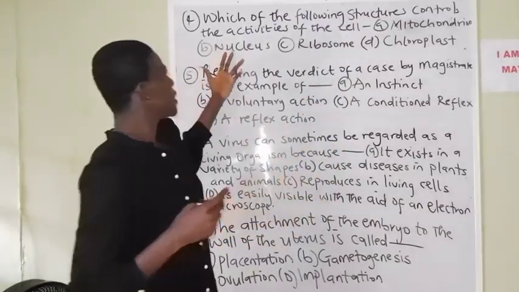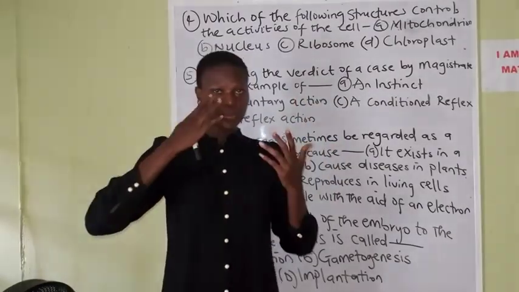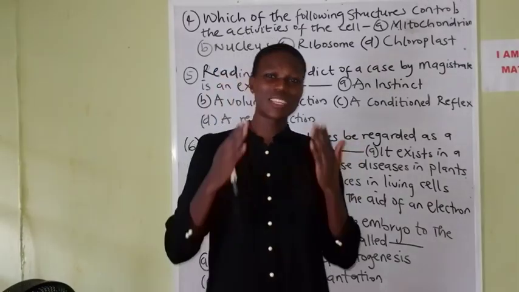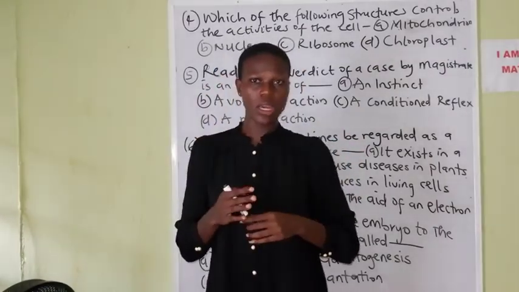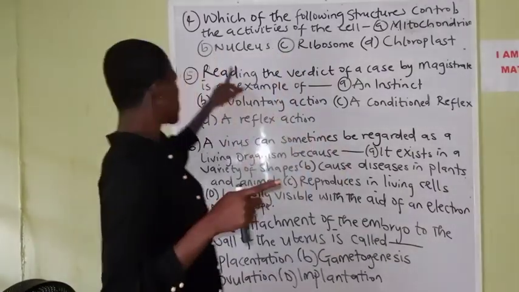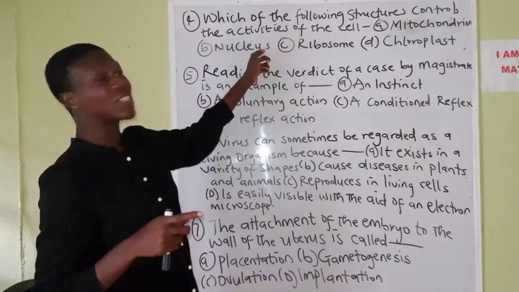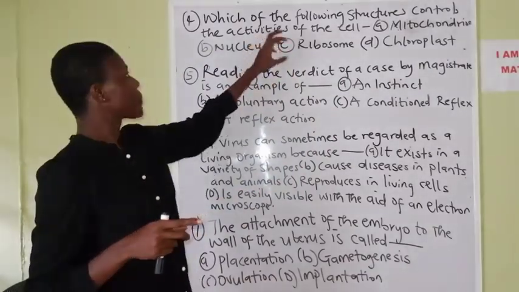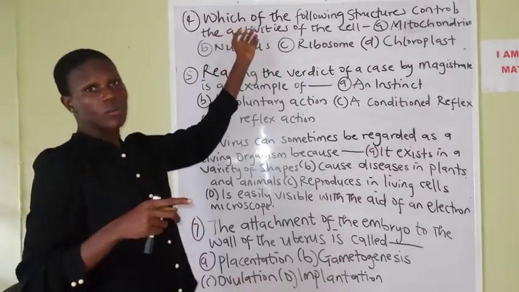Okay. B is the nucleus. What's the nucleus? The nucleus contains the genetic material. That's DNA. Okay, that is responsible for gene expression. That's what the nucleus does. And also it controls the activities of the cell.